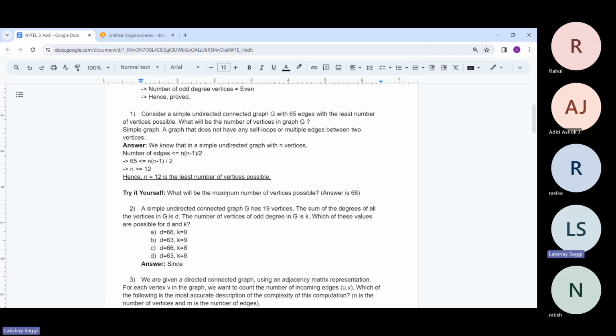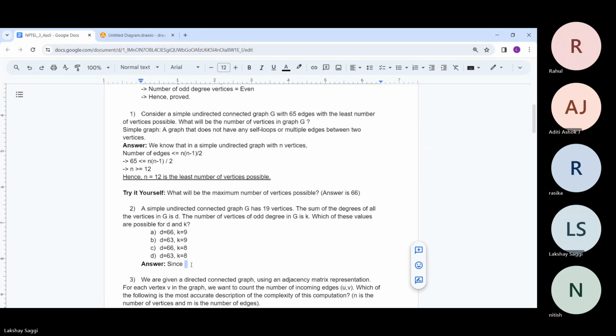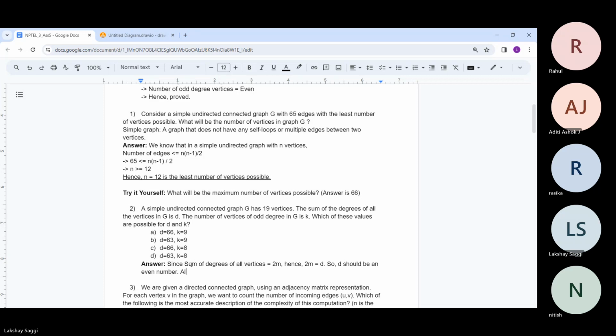Since the sum of degrees of all vertices is equal to 2m, hence 2m equals D. So D should be an even number. Also, by handshaking lemma, k should also be an even number.